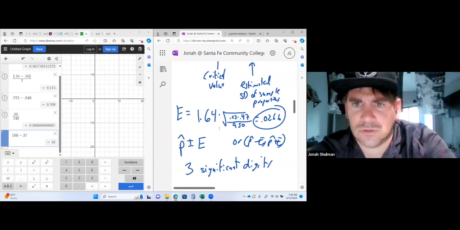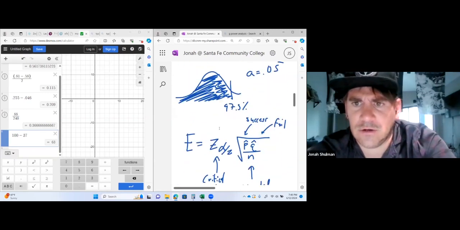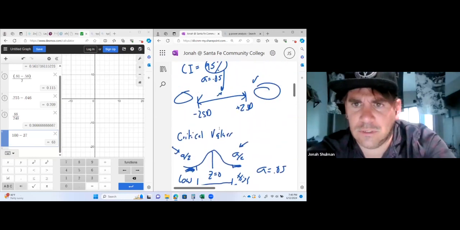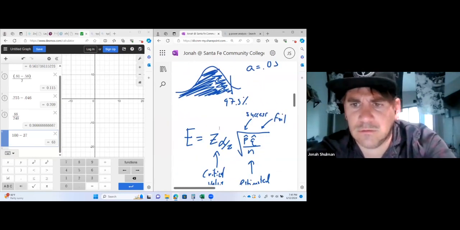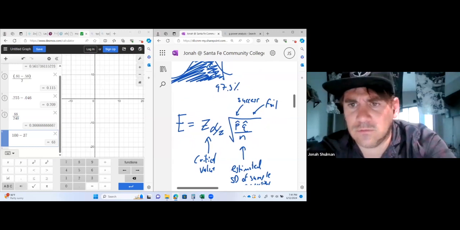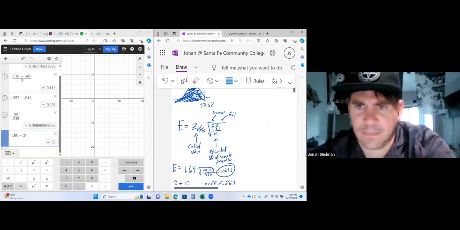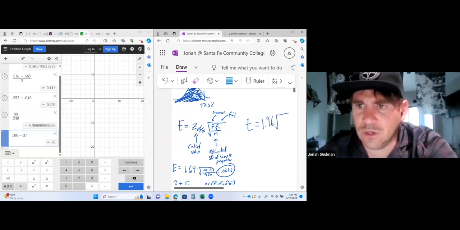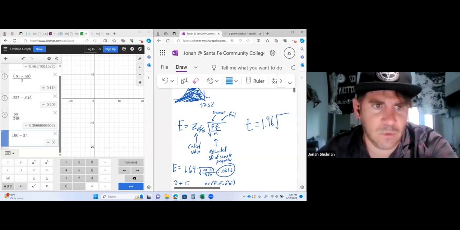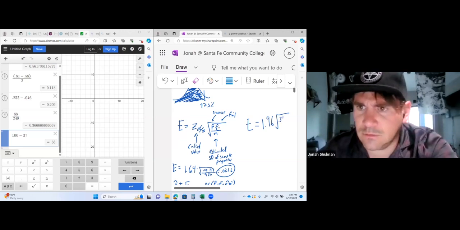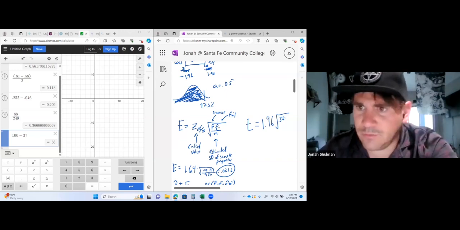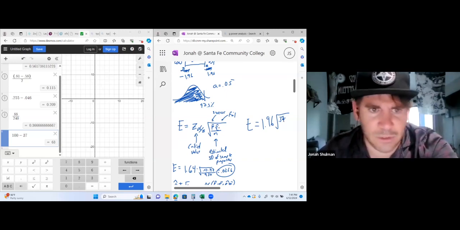Here we go. This is how to get the error. Okay, we can get the error first. That's fine with me. So here's the error that I'm going to get. We know it's 1.96 times the square root of, I believe, 0.37 times 0.63.